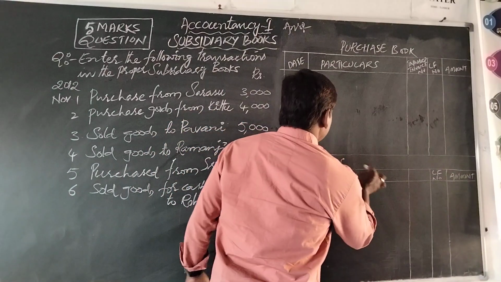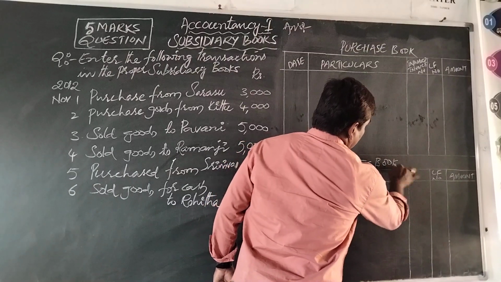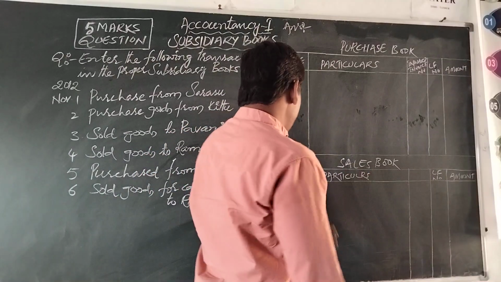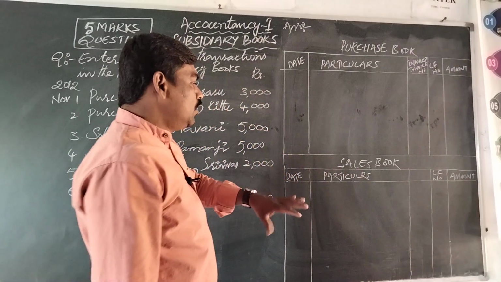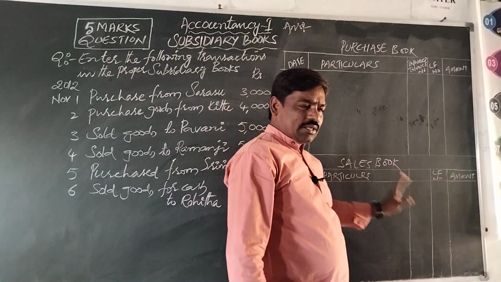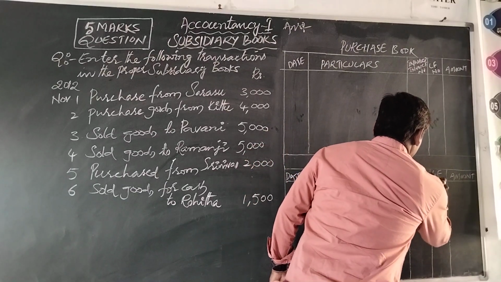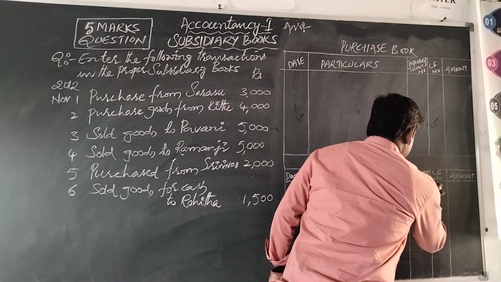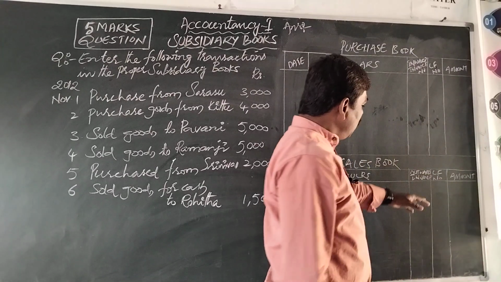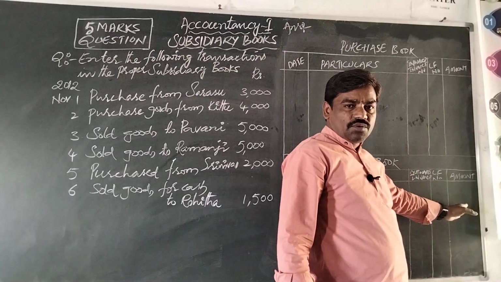Here, on the top of the sales book pro forma you write the name of the book, that is sales book, and here also you will find 5 columns. The first column is meant for date, the second column for particulars, the third column for outward invoice number, the fourth column for ledger folio number, and the fifth column for amount.